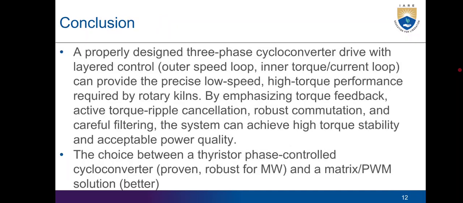Conclusion: a properly designed three-phase cycloconverter drive with layered control can provide the precise low speed high torque performance required by the rotary kiln by emphasizing torque and phase feedback, active torque ripple cancellation, robust commutation and careful filtering. The system can achieve high torque stability and acceptable power quality.